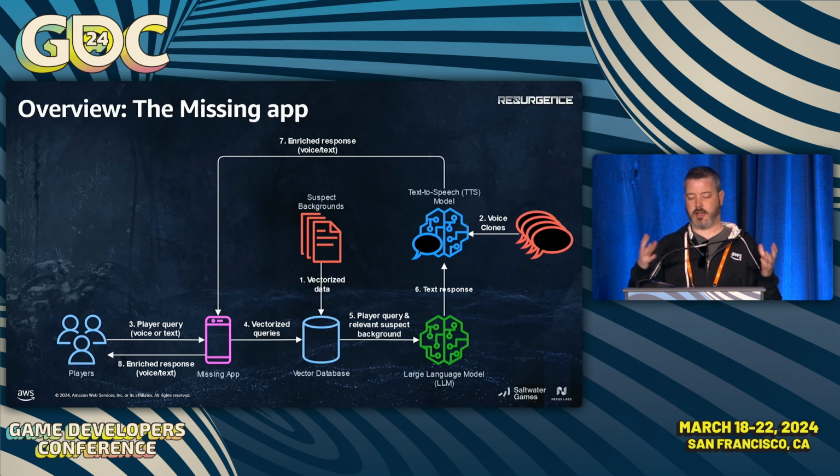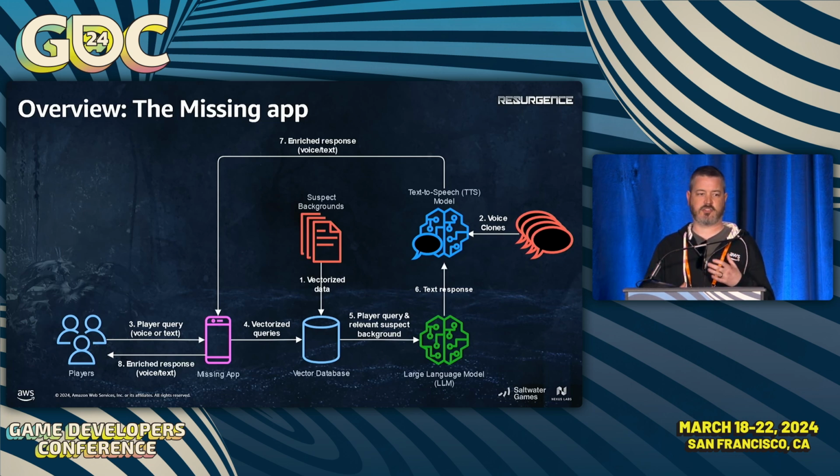Those voice clones are fed into Polly, and then what happens is, in much the same way as the players interacted via text using the web app for Thor AI, they either interact via text or using voice on the mobile app. That query gets, again, vectorized, passed to the vector store, checked against all the suspect backgrounds, passed on to the large language model, and the large language model then either spits out a textual output, if we are interacting in a simulated SMS type environment, or it passes that output to a text-to-speech model. The text-to-speech model generates all of the audio that you hear.